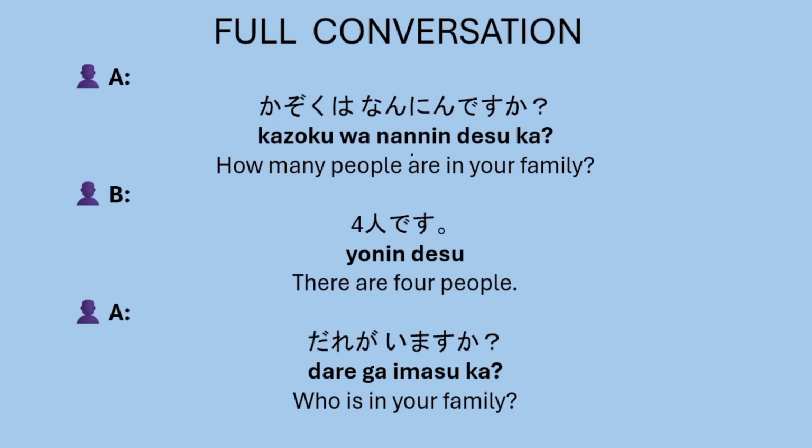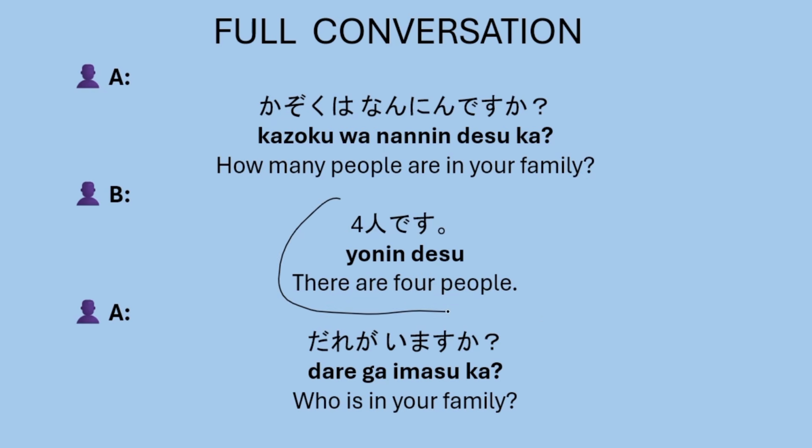Now let's see an actual example. Kazoku wa nannin desu ka? I'm going to act as a person, and you should answer me as B. I'm going to pronounce both. Okay, kazoku. So let's start. Kazoku wa nannin desu ka? How many people are in your family? Yonin desu. There are 4 people.